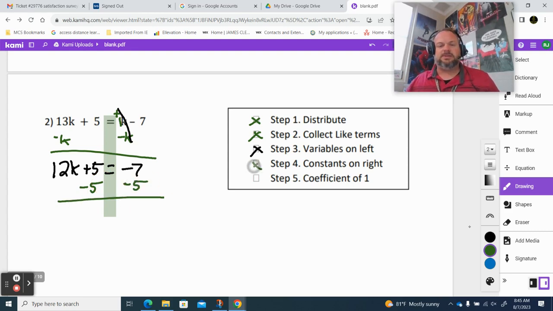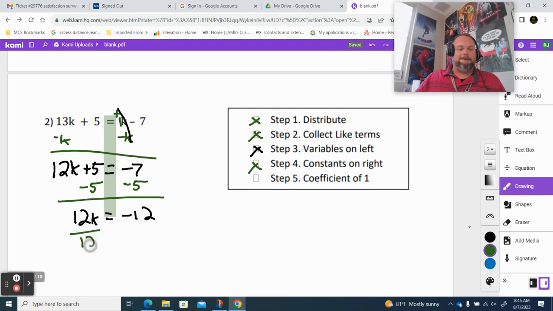All right, so constants. I get 12K, which I wish I had in my bank account, and negative 12. Bless you. And side by side, I must divide.